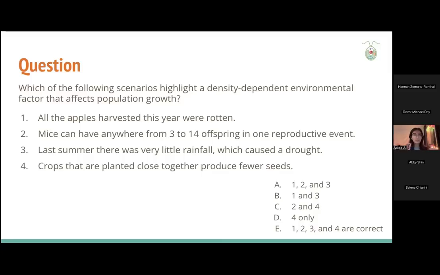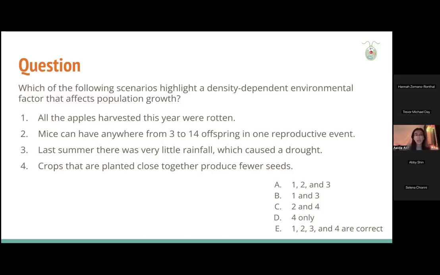And so quality of food is kind of like a tricky one because it seems like it should be a resource that everyone has to fight for. And so it seems like it'd be density dependent, but it actually is independent if it is the quality of food, not the quantity.